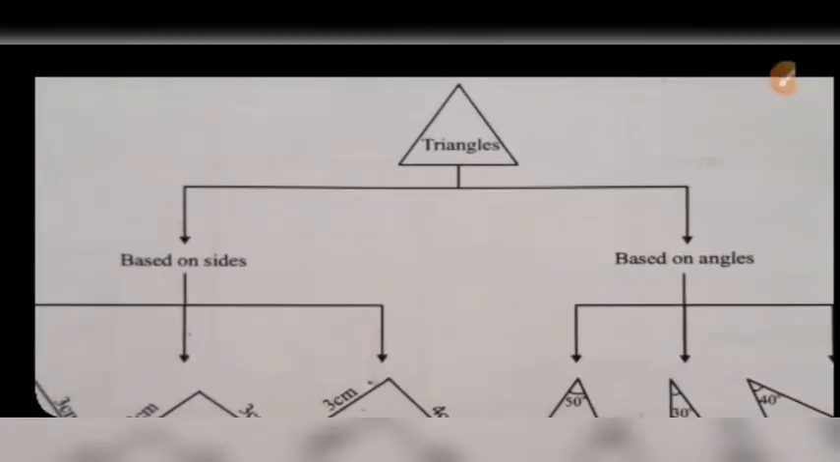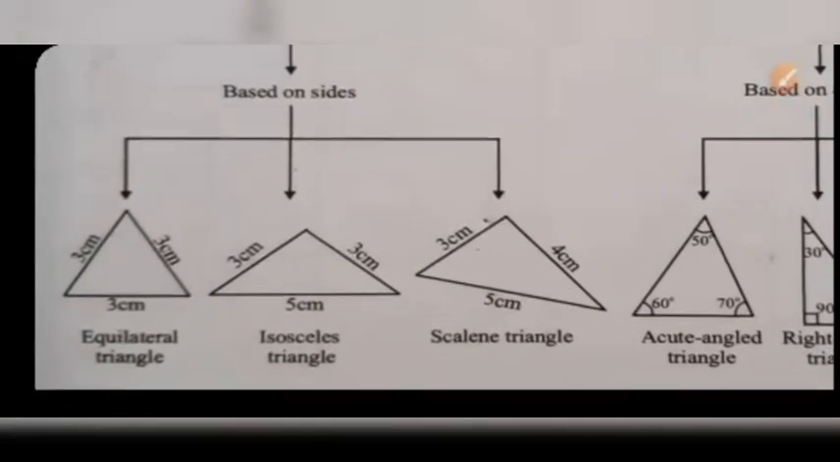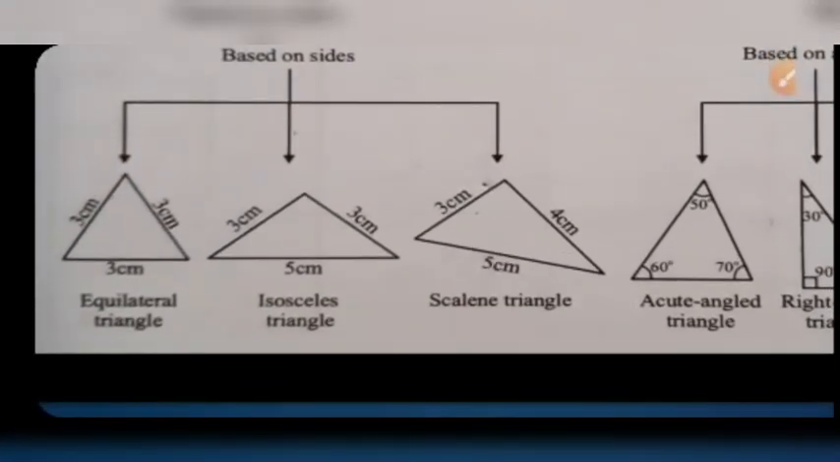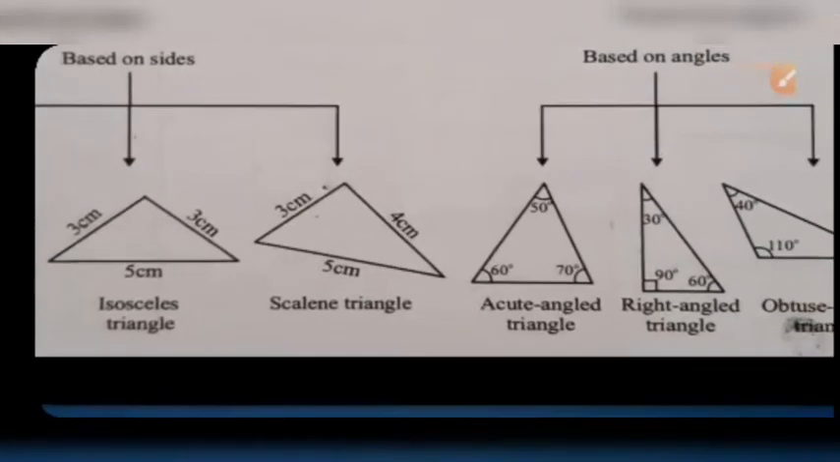Triangle. It is a triangle made with 3 line segments. It is a closed figure. It is a polygon of 3 sides. It is classified into 2 types, based on sides, based on angles. Based on sides, 3 types of triangles: equilateral, isosceles and scalene triangle. Here are some examples. Equilateral triangle has 3 centimeters of side. 3 sides are 3 centimeters. Isosceles triangle, 2 sides are 3 centimeters and the base is 5 centimeters. In scalene triangles, 3 sides are different: 3 centimeters, 4 centimeters, 5 centimeters.